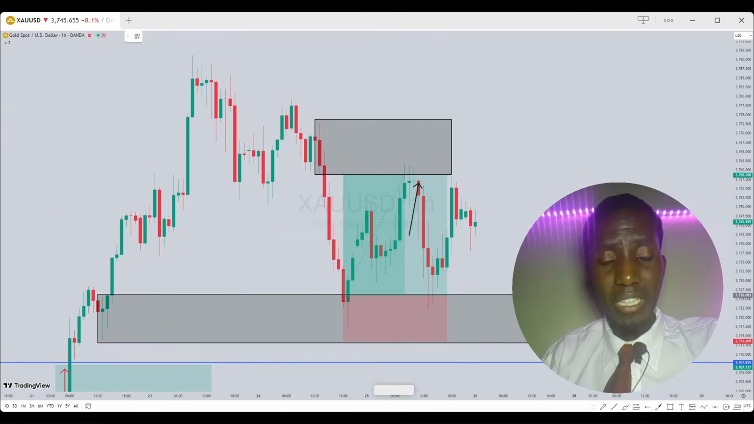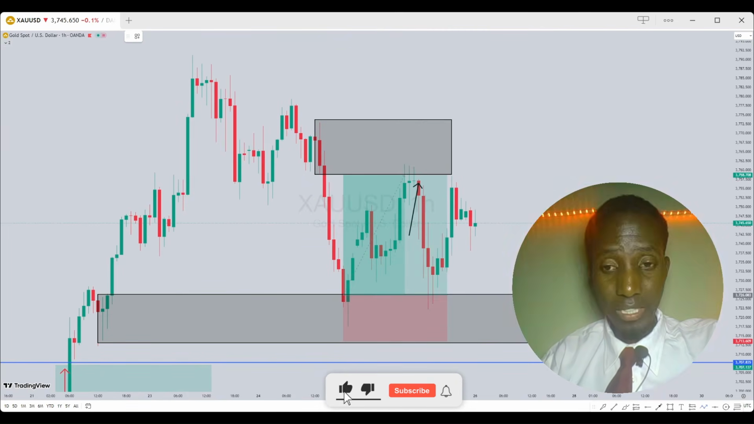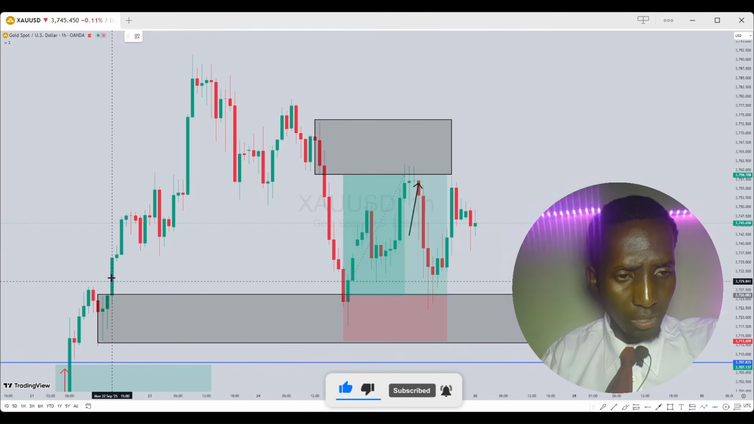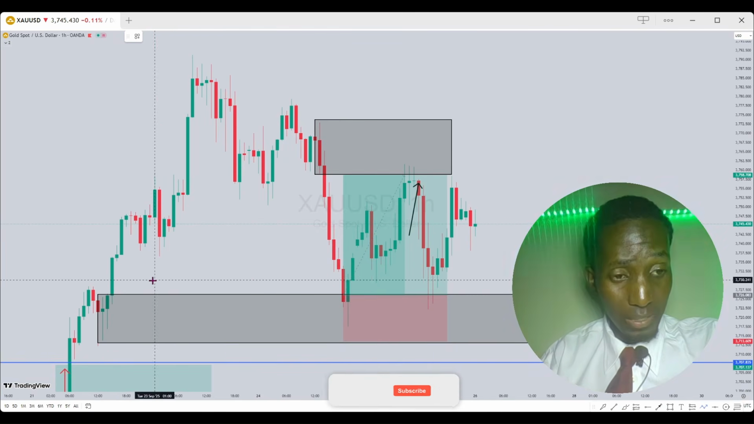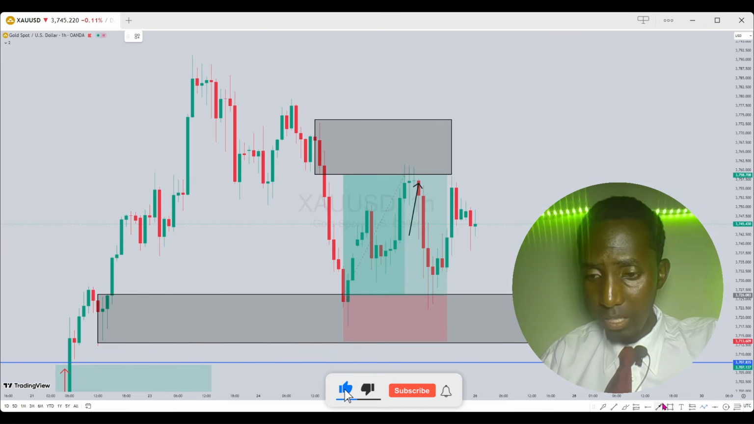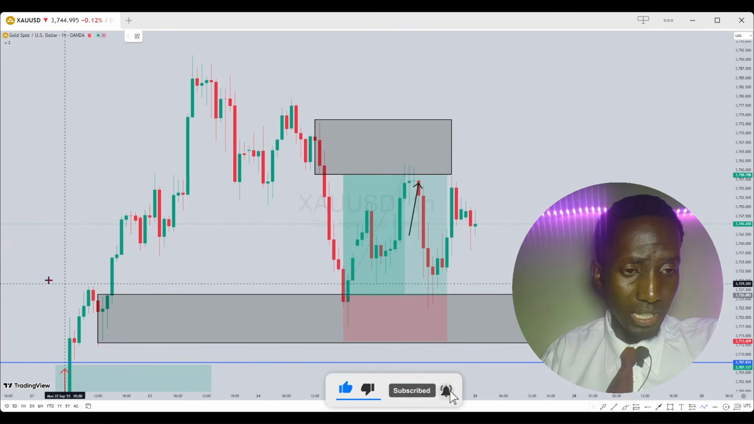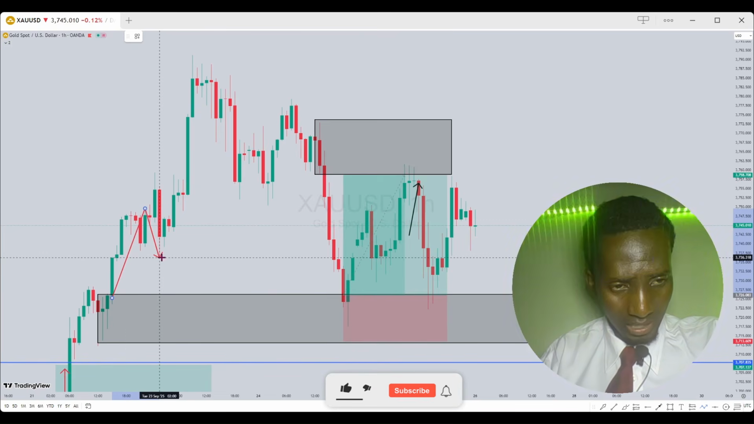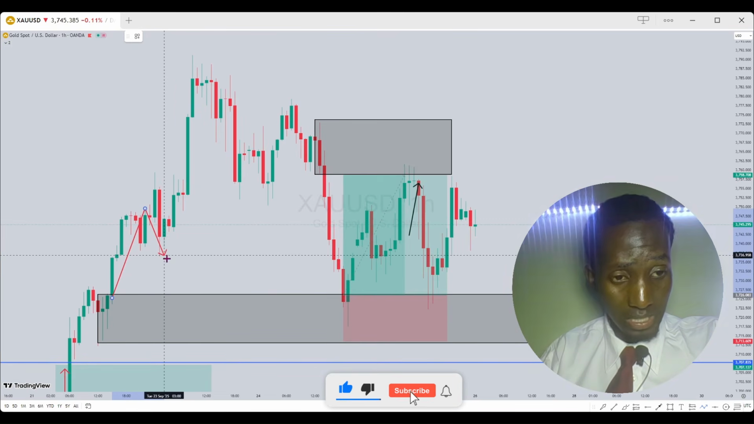Okay, let's look at an unmitigated order block. Example of an unmitigated order block. As you can see here, these are strong move candlesticks. So this is called an unmitigated order block because price did not fill that gap automatically. Price moves up, pulls back again, but did not fill this gap automatically.